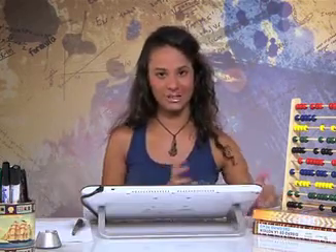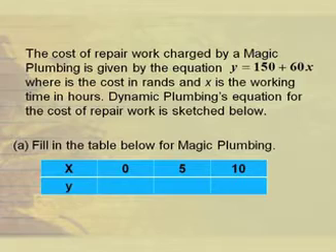Right now we're going to deal with substitution and equations, things that might alarm you, but you can get the hang of it. Let's look at an example. The cost of repair work charged by a Magic Plumbing company is given by the equation y is equal to 150 plus 60x, where y is the cost in rands and x is the working time in hours. Dynamic Plumbing's equation for the cost of repair work is sketched below. Fill in the table below for Magic Plumbing.